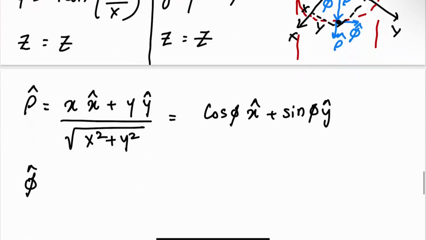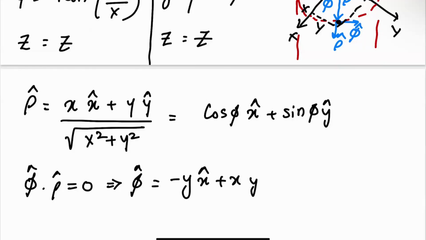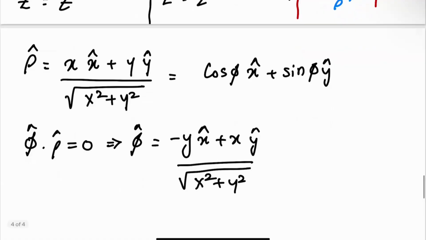Of course, it's fairly easy to see this. Now, if you want rho hat dot phi hat to be 0, there are two options. And the option that is along the growth of phi is minus y times x hat plus x times y hat, divided by the square root of x squared plus y squared, right? You can quickly see that. If you take the dot product, you get minus xy plus xy, and that gives you 0, right?